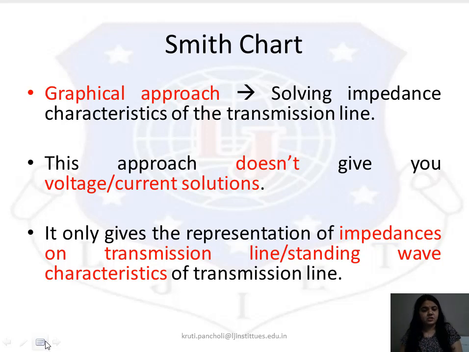Impedance on the transmission line means if you want to match the impedance between the source and the load, then you can find out the impedance value, what could be the matched impedance value, so that the maximum power can transfer. So the Smith chart can help us to do all these things.